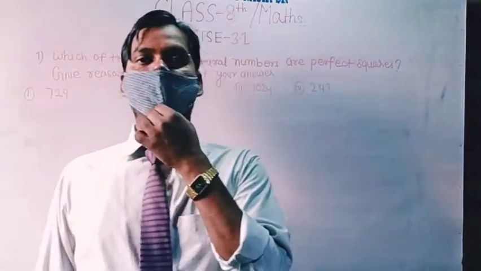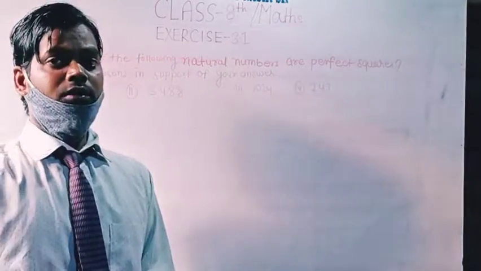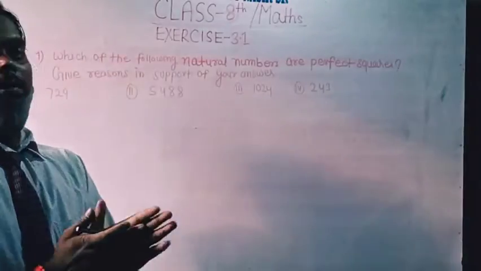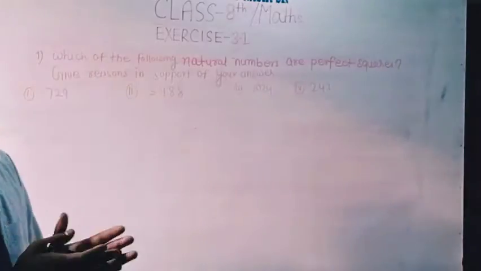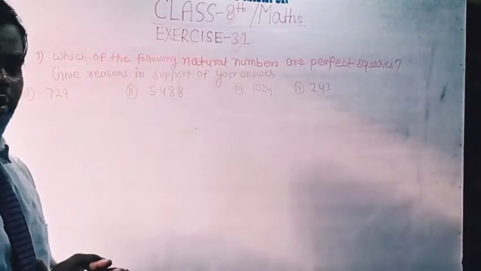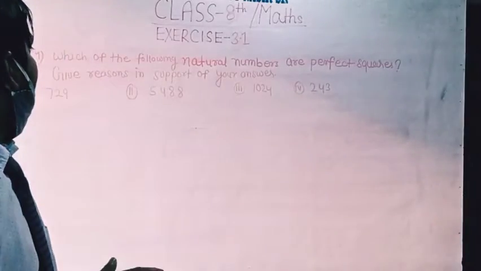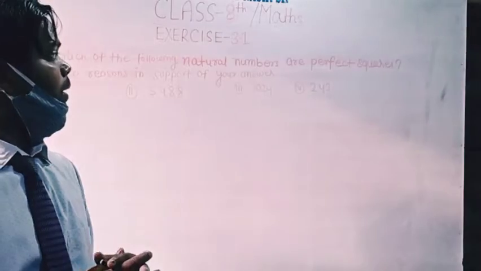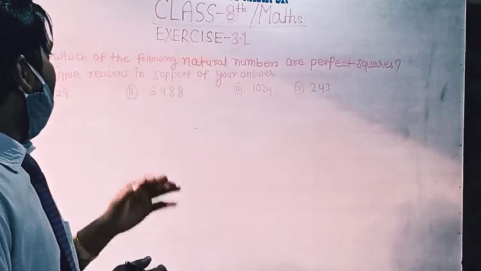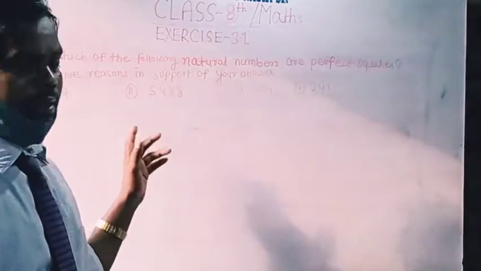Hi students, in this video we will see the solution of Exercise 3.1 of Chapter 3, Squares and Square Roots. Question number 1 says: which of the following natural numbers are perfect squares? We also have to give a reason in support of our answer.